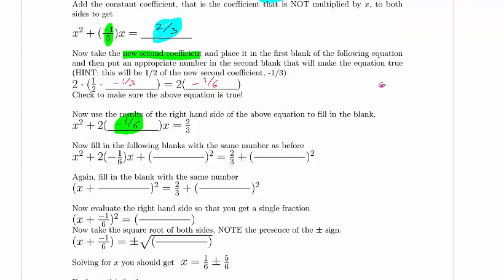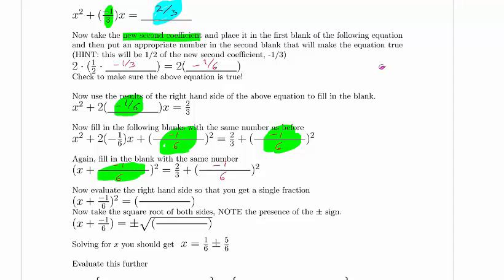Now we're going to add in the square of that number to both sides, just like we did before. Negative 1 over 6, negative 1 over 6. And now we start to work everything through. Note that we again just put that there. And then again, same thing over here. So all that changed over here was the left-hand side. Right-hand side stays the same. Okay.